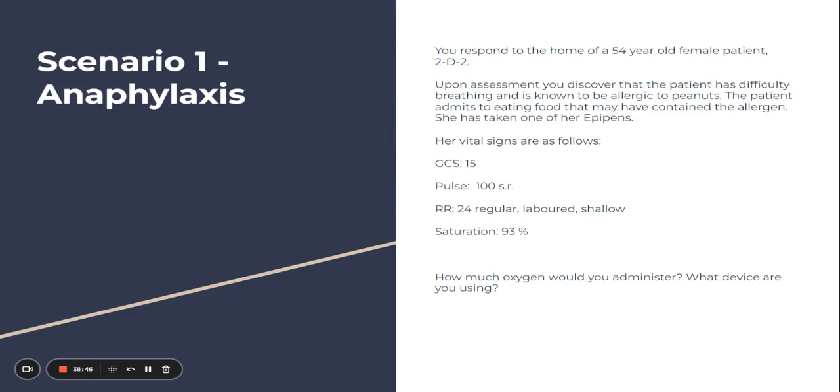Another scenario, you respond to the home of a 54-year-old female patient, 2 delta 2. So this is an anaphylaxis call. Upon assessment, you discover the patient has difficulty breathing and is known to be allergic to peanuts. The patient admits to eating food that may have contained the allergen. She has taken one of her EpiPens. Vital signs, again, GCS normal, pulse at 100, strong, regular. I'm not surprised she took an EpiPen. She's breathing at 24, regular, labored, shallow. Her sats are at 94%.